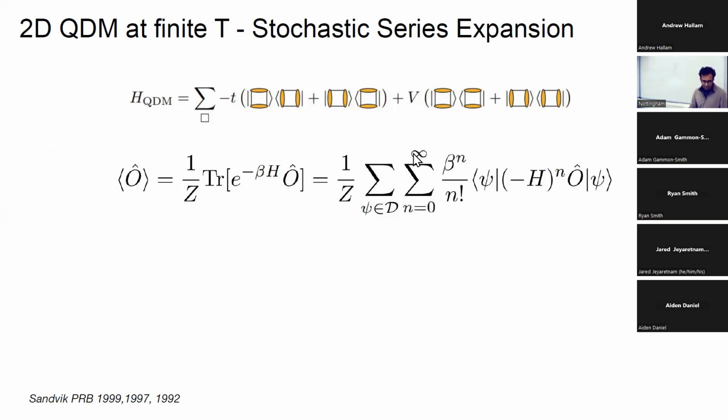More precisely, I can describe the expectation value of an operator as the trace of e to the power minus beta h, and I can expand e to the power minus beta h. The trace can be expanded as a sum over basis states, and the basis can be taken to be the computational basis, which is the set of all classical dimer configurations, and then there is a sum over n, which comes from the expansion of the exponential, and I have an expansion of this kind.